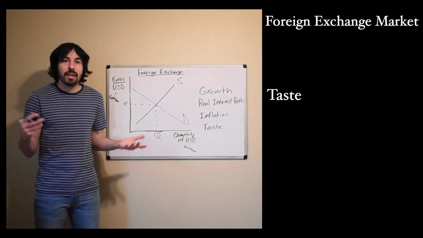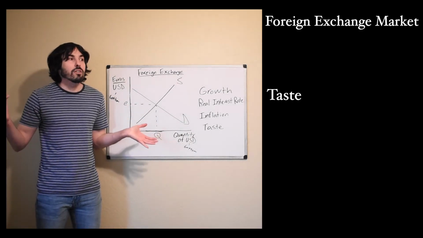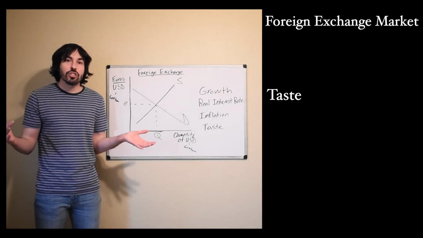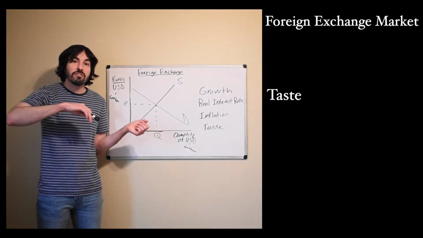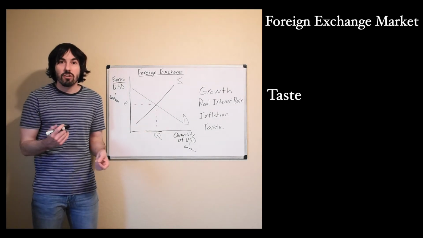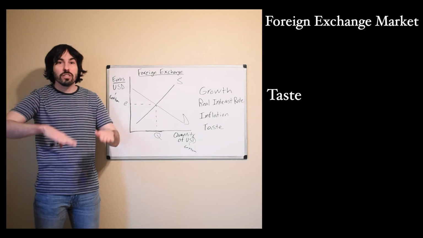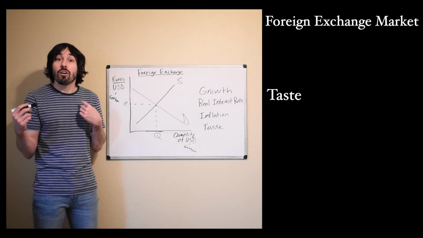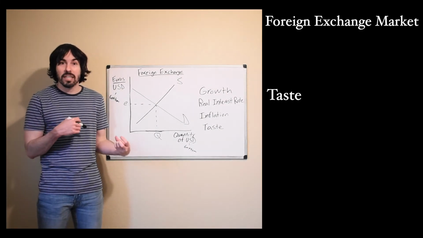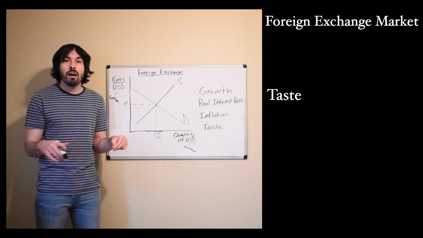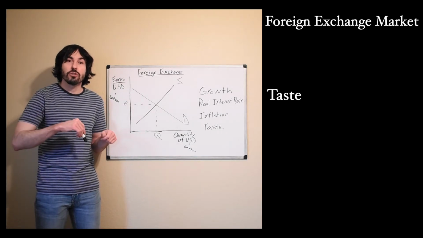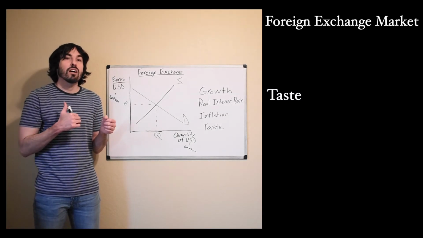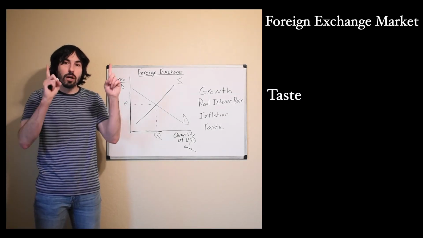Finally, there's taste, and that one's pretty simple. If we all go on vacation to Japan, like a whole bunch of US citizens all at once, they're going to increase their purchasing of Japanese yen because they're not going to be able to use US dollars when they get there. That'll cause our currency to depreciate. Or let's say that we start buying a whole bunch of Nintendo Switches from Japan. If we buy Nintendo Switches from Japan, we're going to have to first turn our US dollars into Japanese yen and then purchase those Nintendo Switches. That's going to cause our dollar to depreciate and the yen to appreciate.